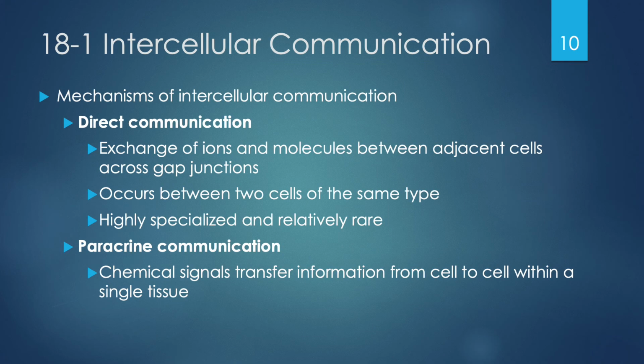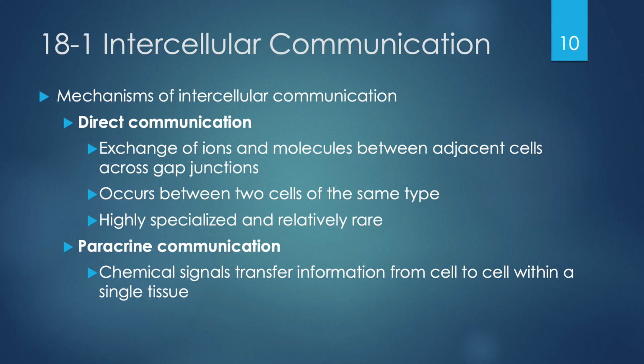There are 4 mechanisms by which cells are able to communicate with one another, and this is called intercellular communication. The first is direct communication, in which we have cells that are adjacent to one another that are able to communicate directly one to the other between 2 cells of the exact same cell type. So for example, 2 of the same types of cells, like 2 muscle cells that are right next to each other, can communicate with one another by exchanging ions and molecules across gap junctions. Now this is a very highly specialized mechanism and is relatively rare.